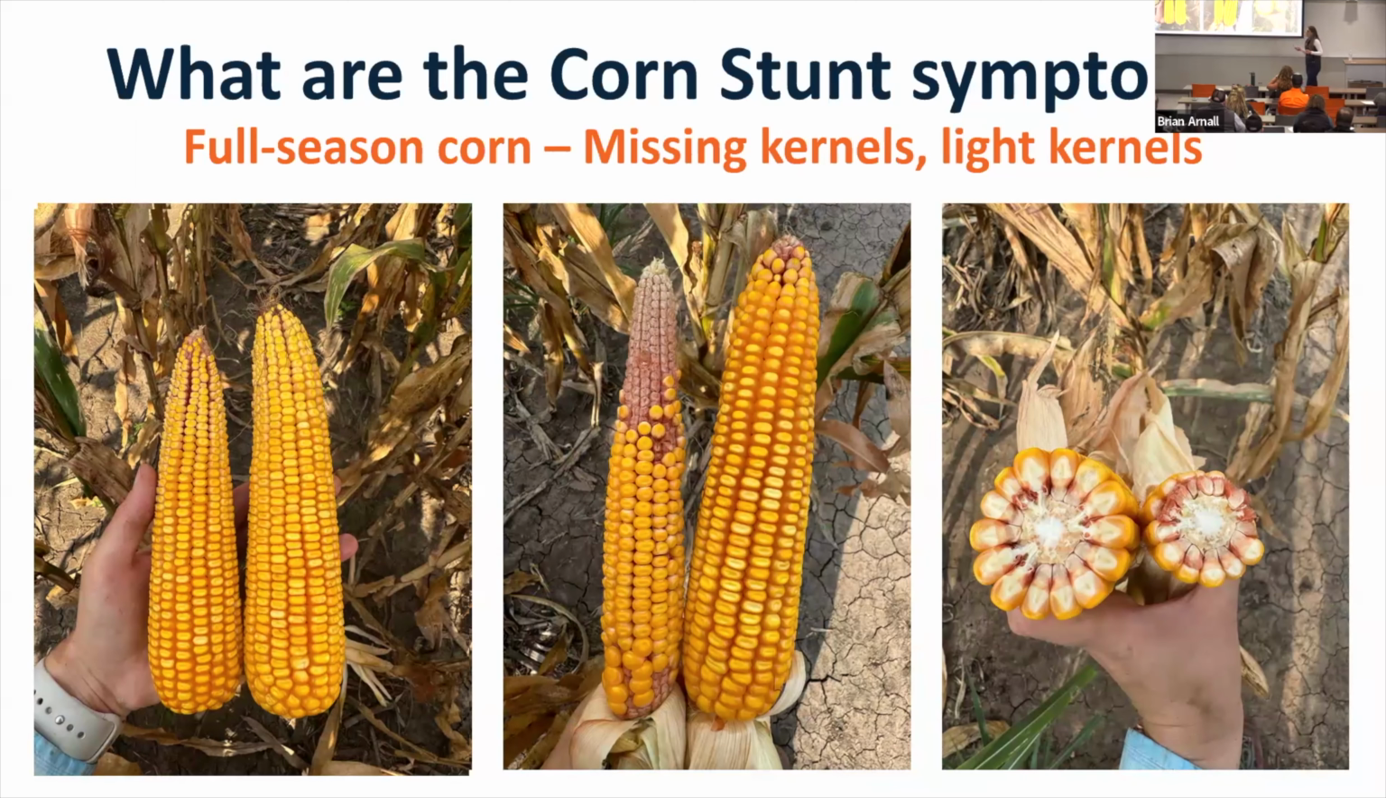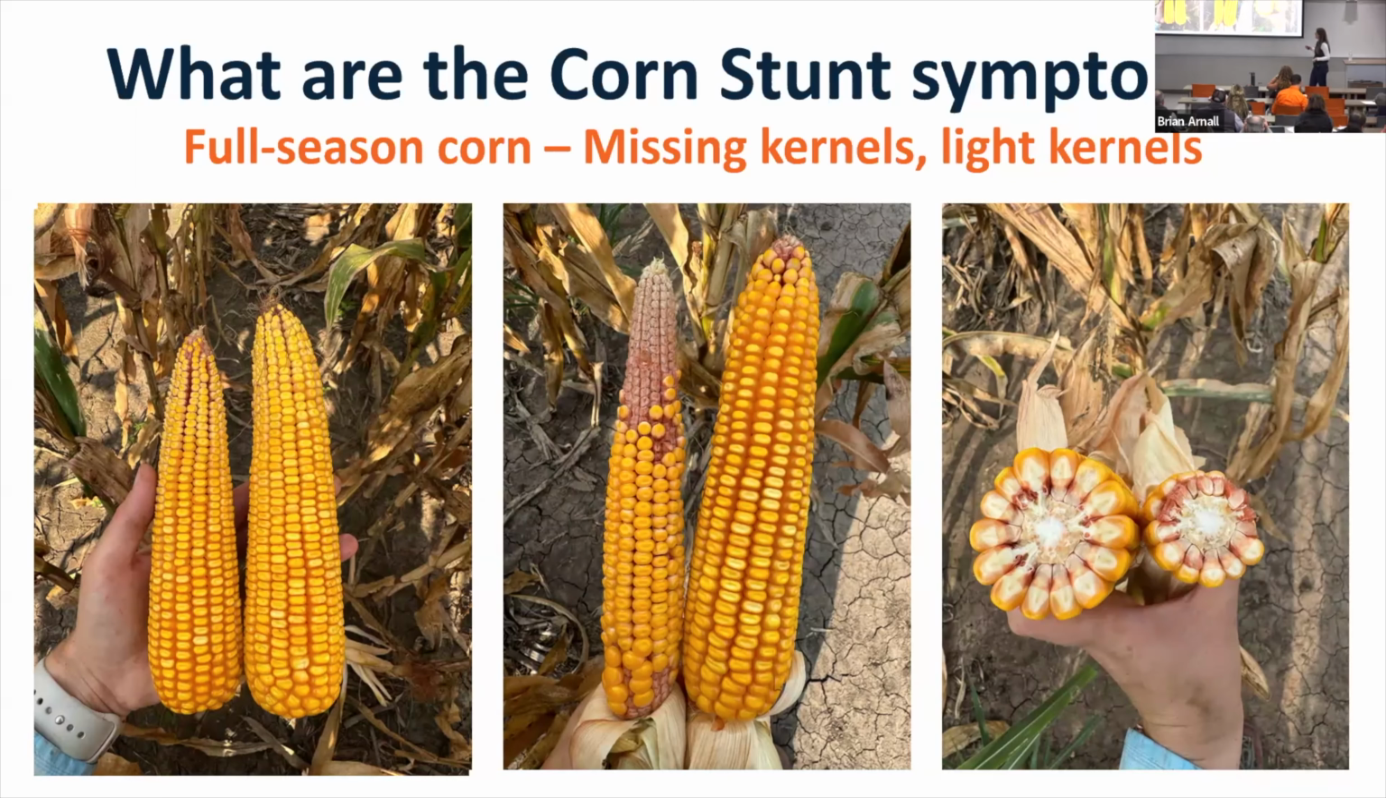Another characteristic that we have, and as I said, corn stunt causes so many symptoms that sometimes it's difficult to separate what was caused by drought stress in the state. That's also very common. Or a nutritional deficiency, such as potassium, that also can cause this reddening of the leaves of the corn plant. But here we have another symptom that is missing kernels or light kernels. So here is a comparison of a plant that was looking healthy and one that was looking infected.